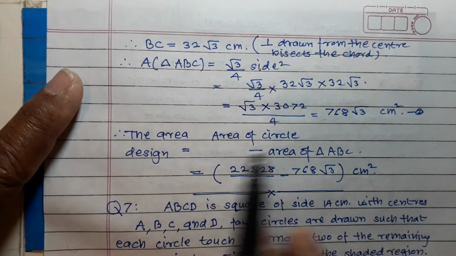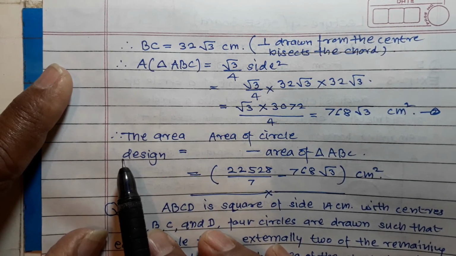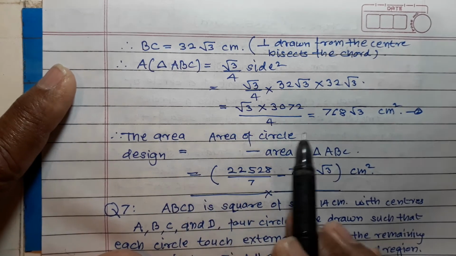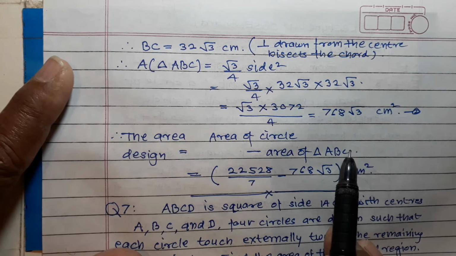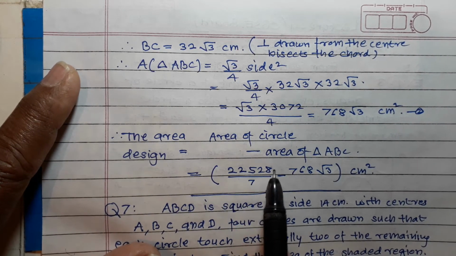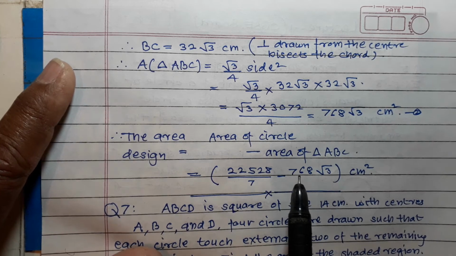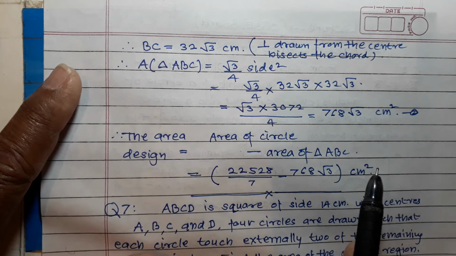Statement number 2. The area of design is equal to area of circle minus area of triangle ABC. So it is equal to 22528 upon 7 minus 768 root 3 cm square.